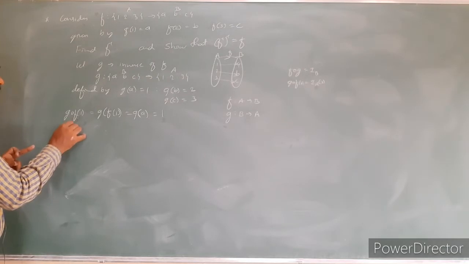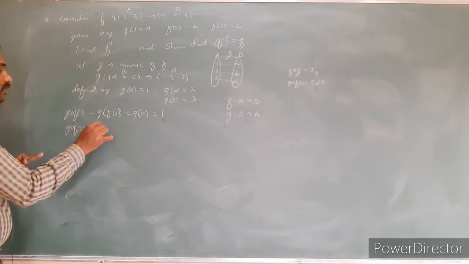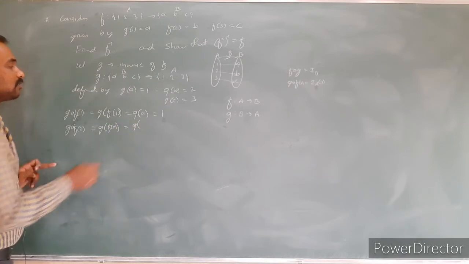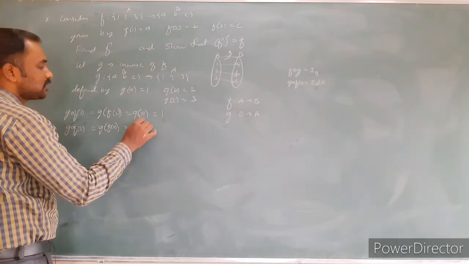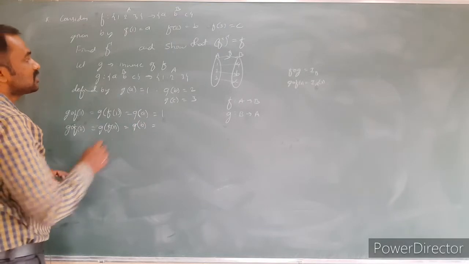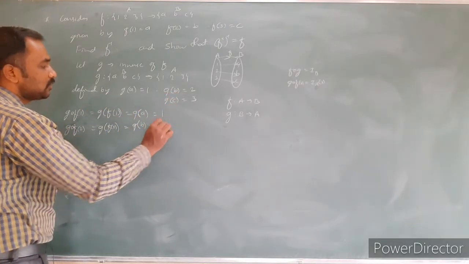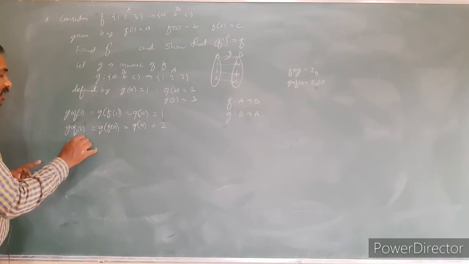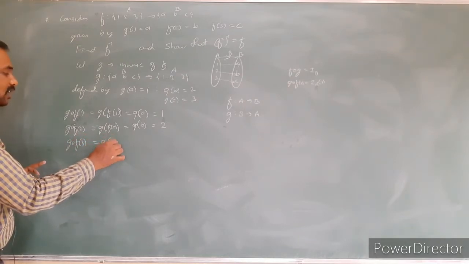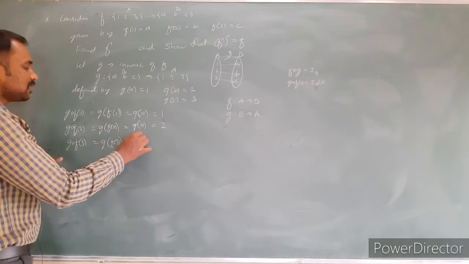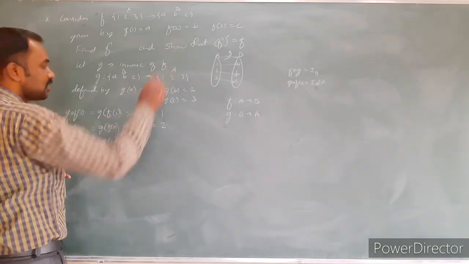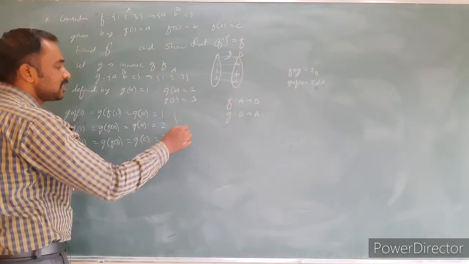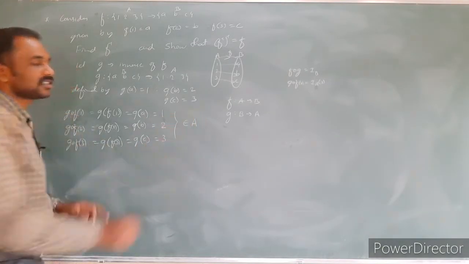Similarly, for the remaining elements, G circle F of 2 is G of F of 2. What is F of 2? F of 2 is B. What is G of B? G of B is nothing but 2. Yes, obviously it is present in the set A. Similarly, G circle F of 3 is G of F of 3. What is F of 3? It is nothing but C. What is G of C? It is nothing but 3. All these elements belong to the set A.